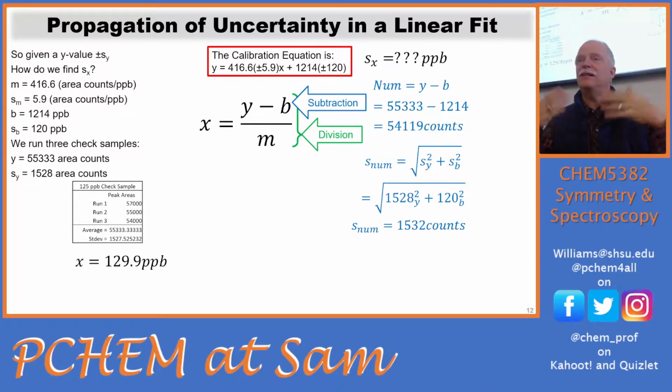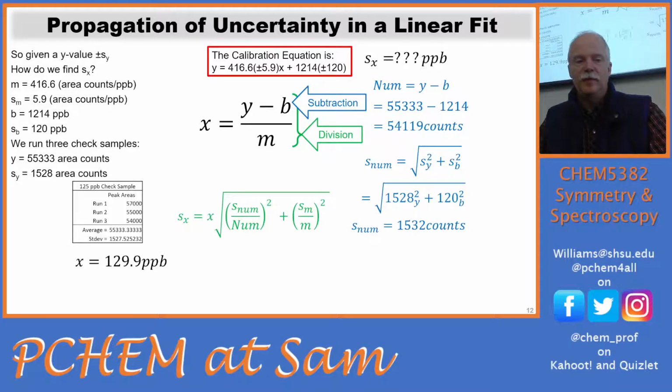But does everybody understand why we have to break it into two pieces? Because we have two cases, a sum and a difference, and a division and multiplication. Okay. So now let's do the division piece. We have 54.119 counts divided by m.